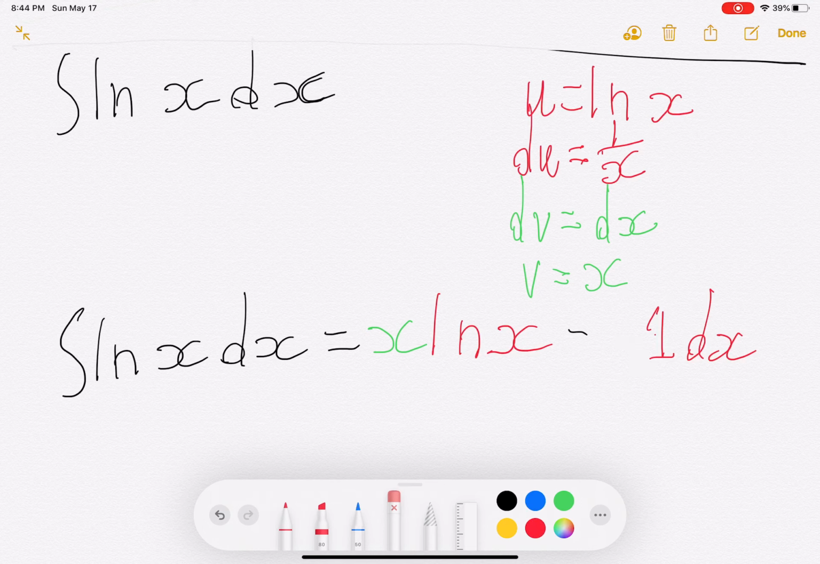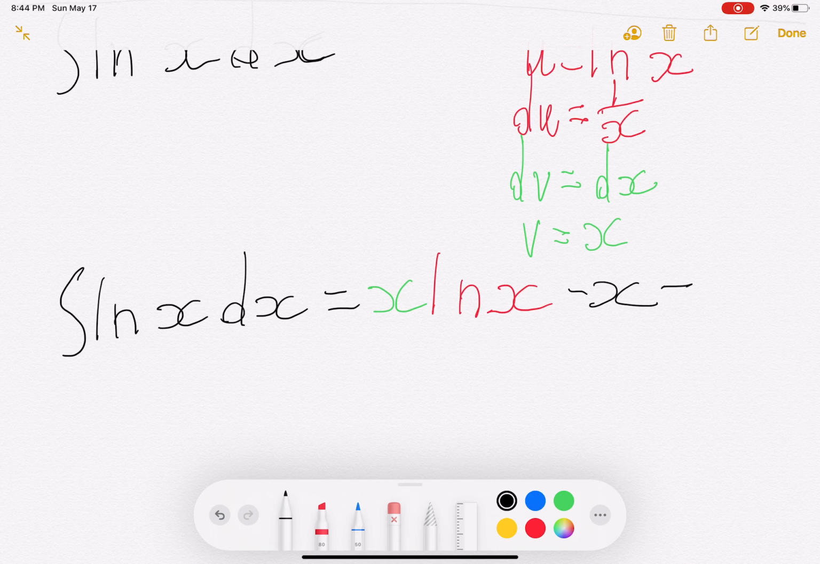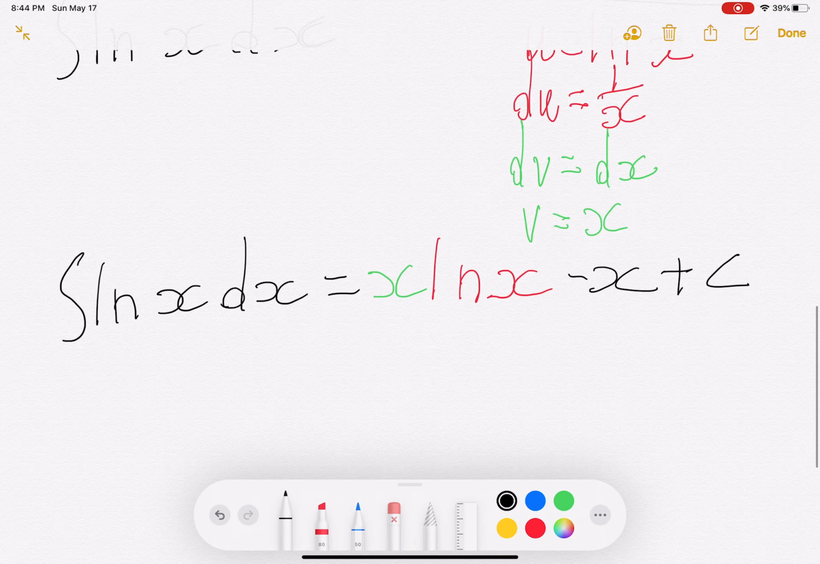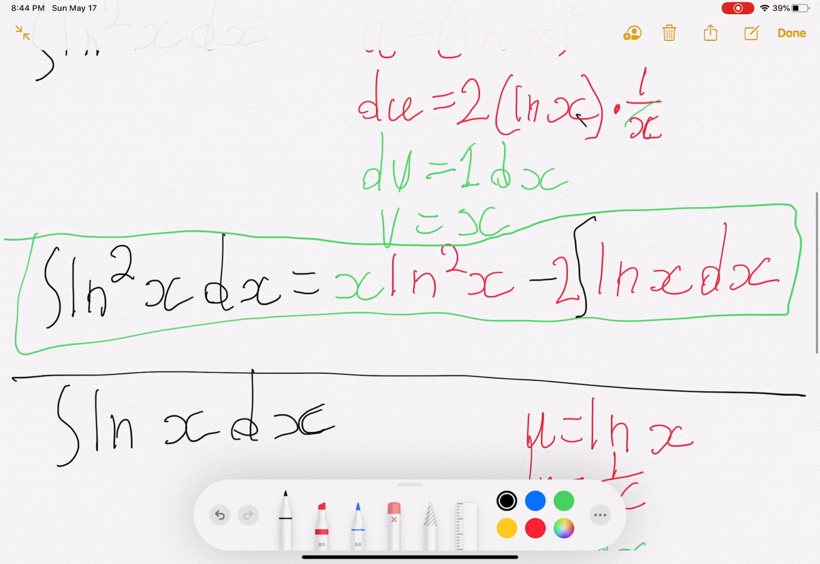So let's just erase this. So we get minus x. Okay. Oh, don't forget the plus c. So that is our answer for ln of x. Sorry that I didn't put the plus c for the other ones. I just found it unnecessary since we didn't have it completely simplified. So now we can just plug this back into this formula here.